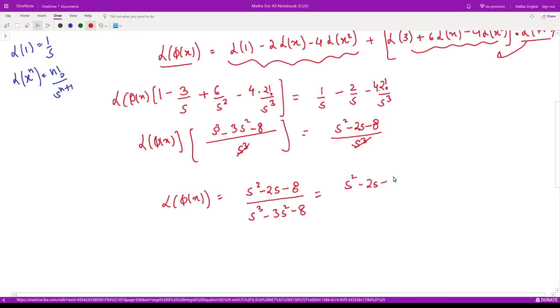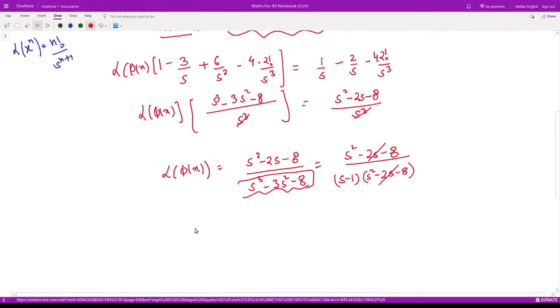as this. If you observe, s equal to 1 is a root of this equation, right? So when you divide by s minus 1, we can factor this equation like this: s minus 1 multiplied by s square minus 2s minus 8. So basically this term cancels with this. So we have Laplace of phi of x equal to 1 upon s minus 1, right?